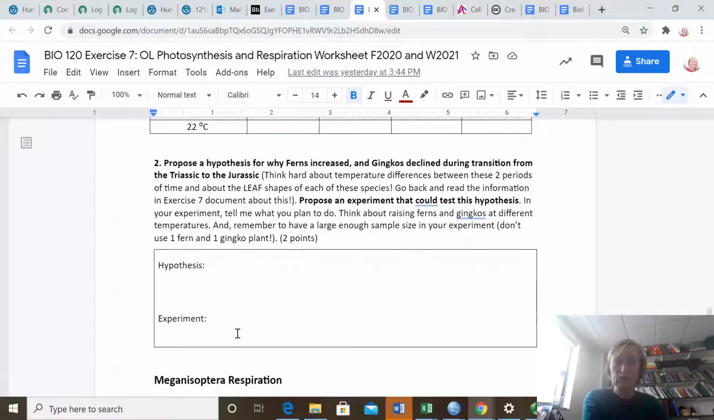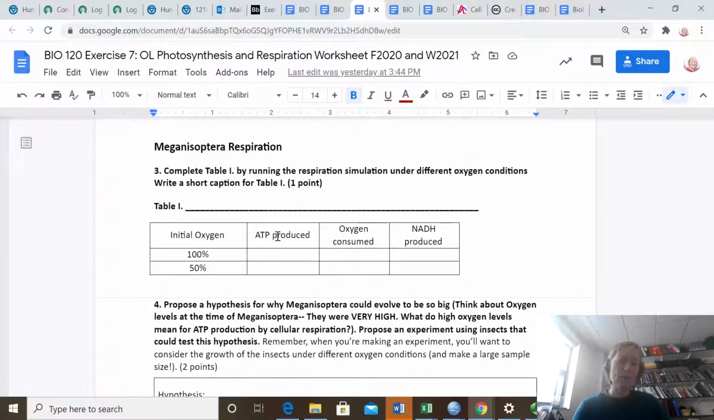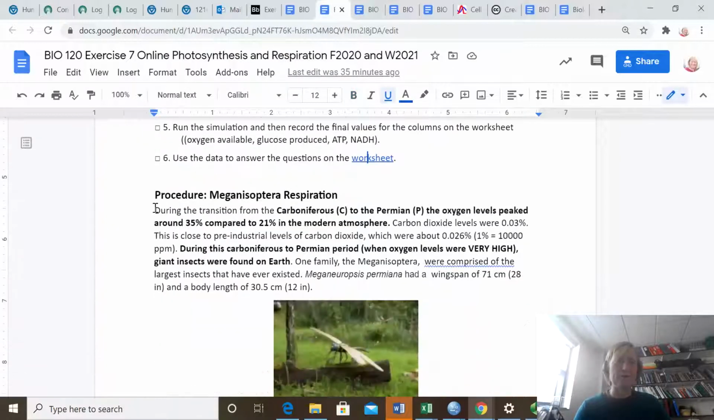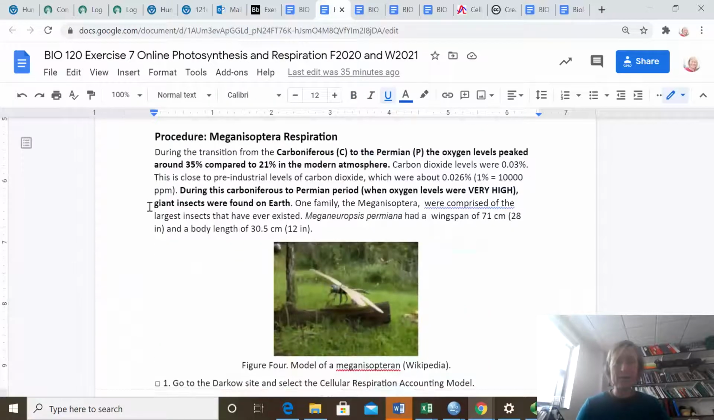And I just want you to remember here, when you're making an experiment, you should not have a sample size of 1. You should not say, I'm going to plant 1 fern and 1 ginkgo. And remember, you need to put ferns and ginkgos in both temperatures and measure, say, growth rates or something like that. And then there's one more thing you need to do, and that's another applying your knowledge with respiration. So we have to go back again to our document, read about what happened during the transition from the Carboniferous to the Permian period. Oxygen levels go way up.